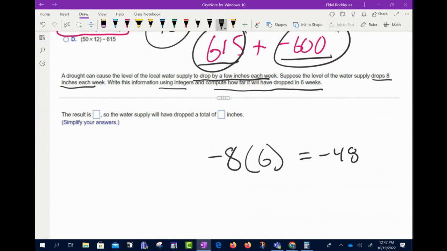Okay, now I want you to look at the way the question is phrased. It says the result is, so right here, guys, I'm going to put a -48. So it says the water supply will have dropped a total of, I'm not going to put a -48 here, guys. I'm going to put 48. The term dropped is already emphasizing that we're looking at a negative situation. So we don't say it drops -48. We just say it drops 48 because dropped is like the English word for it being negative.